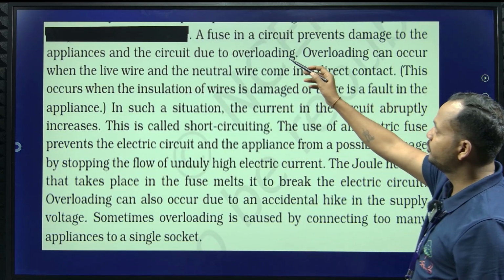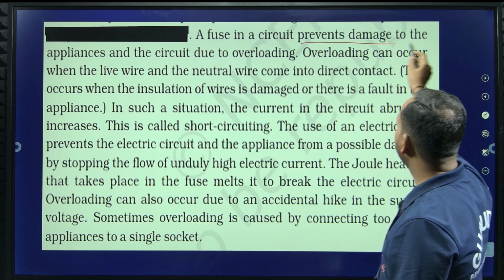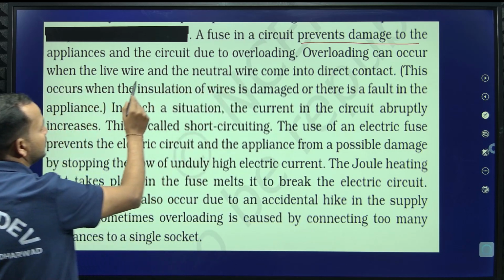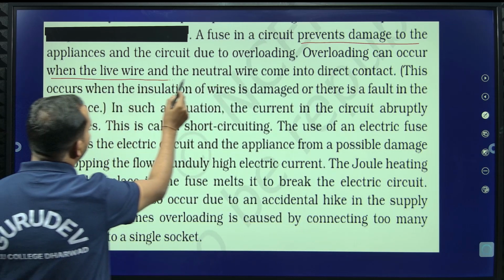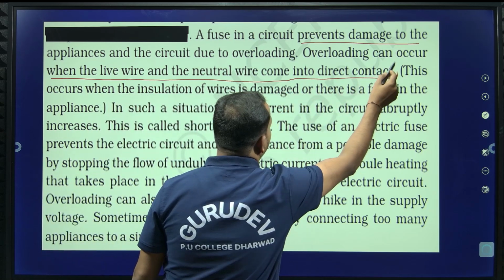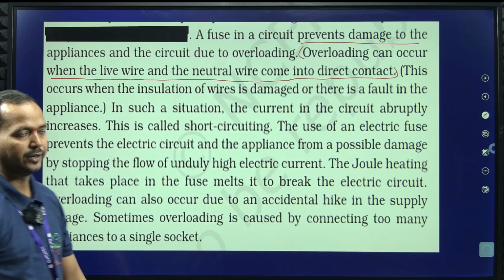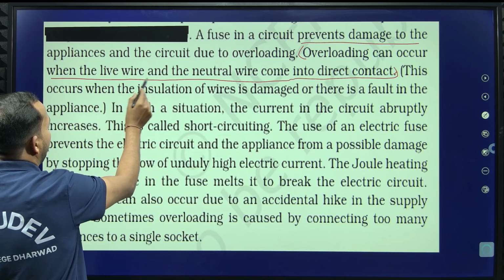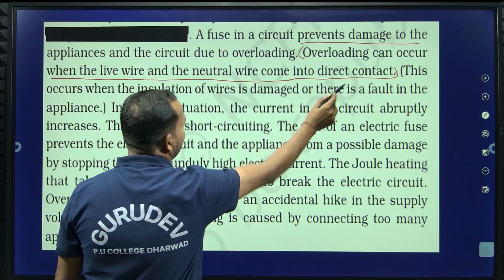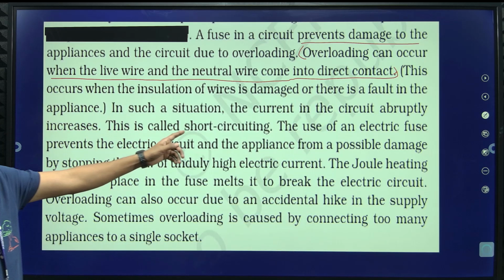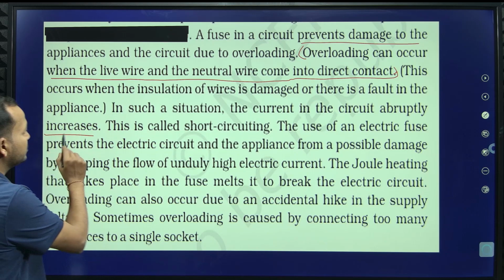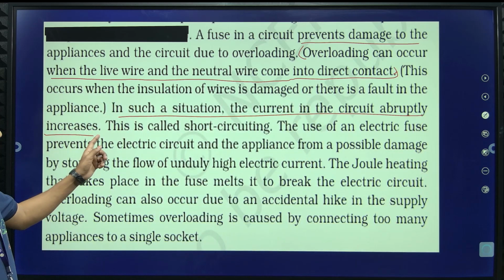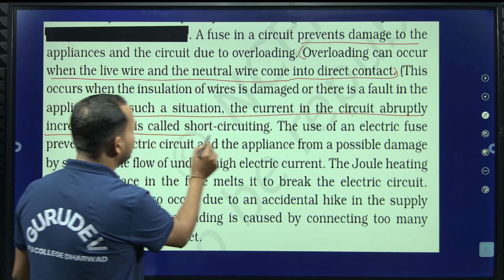Then you can see that a fuse in a circuit prevents damage to the appliances and the circuit due to overloading. Overloading can occur when the live wire and the neutral wire come in direct contact. So what is the reason for overloading, guys? Overloading can occur when the live wire and the neutral wire come into direct contact. In such a situation, the current in the circuit abruptly increases. What happens during a short circuit? The current in the circuit abruptly increases. This is called short circuiting.